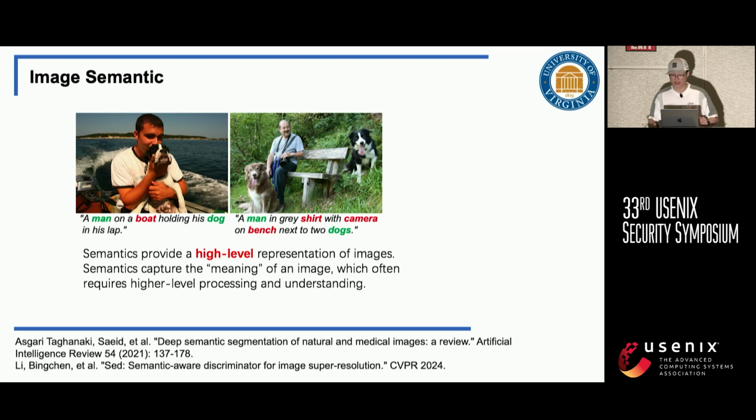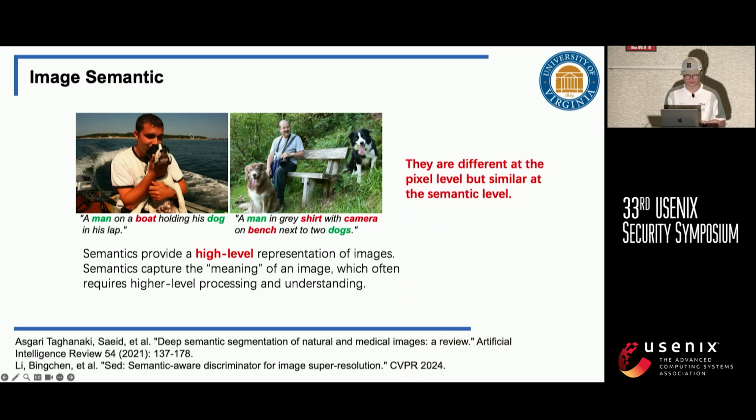Semantics is a kind of high-level description of images. We can see these two examples. The semantics provides a high-level representation of images, and captures the meaning of images. These two pictures are different at the pixel level, but similar at the semantic level. They both have the same semantics: dog and man.